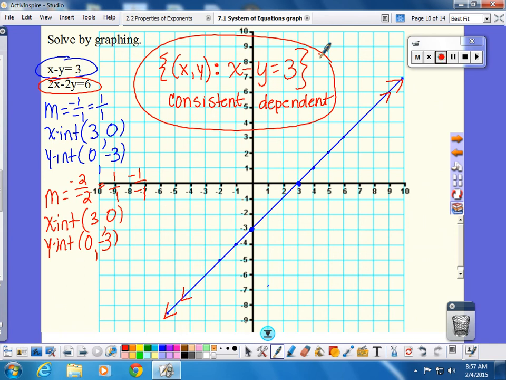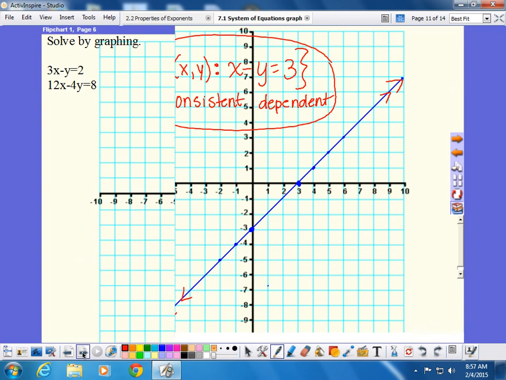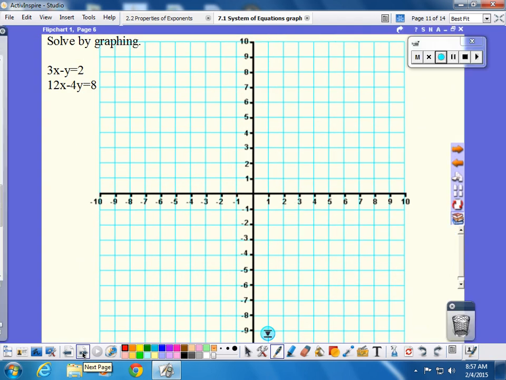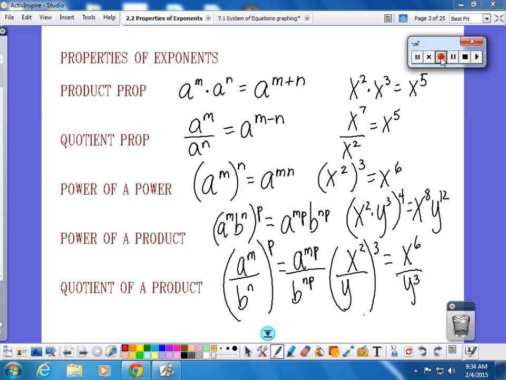Now that's all three types. We've found parallel lines that had no solution, inconsistent. We found intersecting lines that were consistent, independent. And this is the last example, a consistent dependent system where there are infinitely many solutions. Alright, you guys do the whole thing on that. We'll do it for dollars.